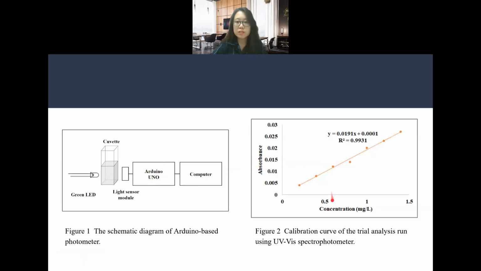And Figure 2 is the calibration curve, which is obtained from the trial analysis run using the UV-vis spectrophotometer. The R-square value will be improved in the next run to obtain a value higher than 0.995.